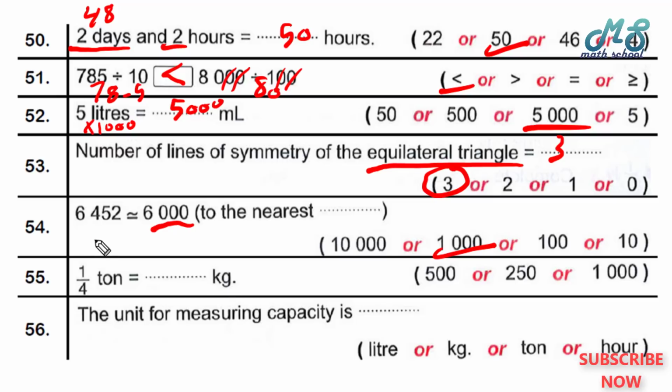1/4 ton is equal to how many kilograms? To convert from ton to kilogram, Mr., just multiply by 1000. We all know 1000 divided by 4 equals what? Equals 250. Mental math. So the correct answer is 250.